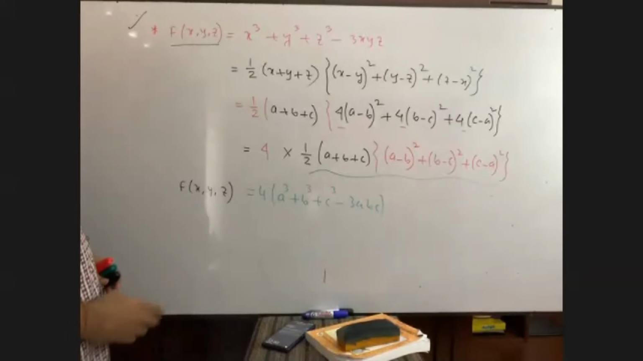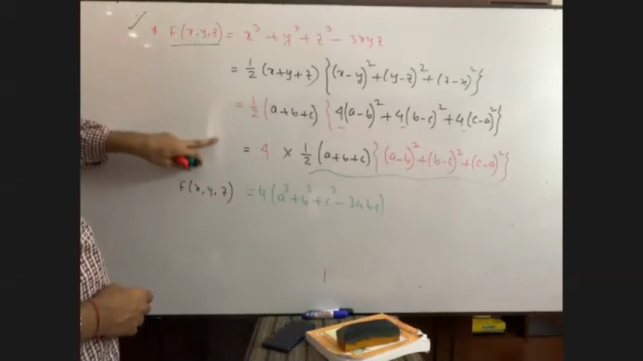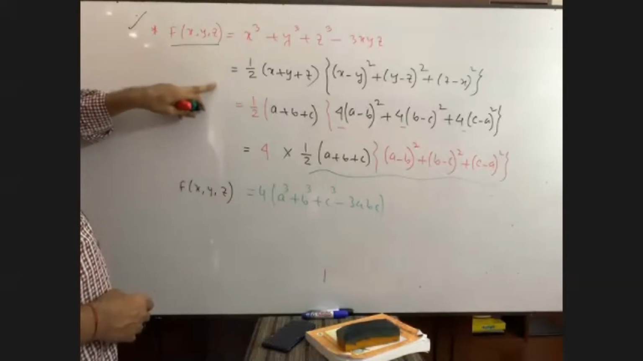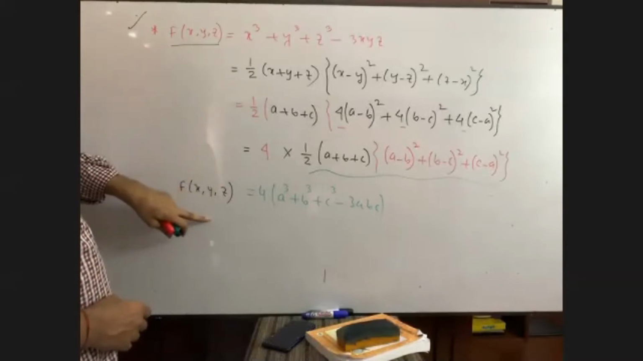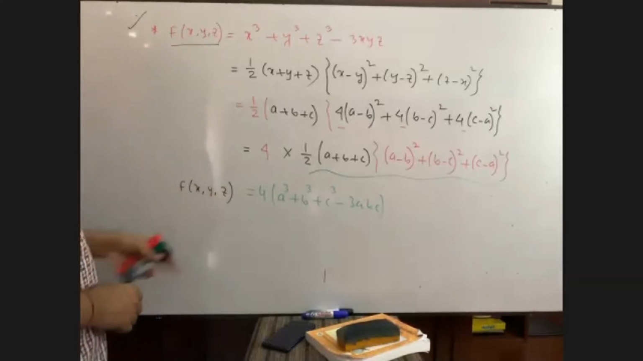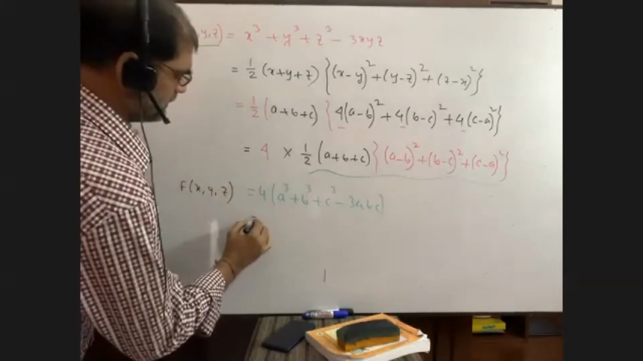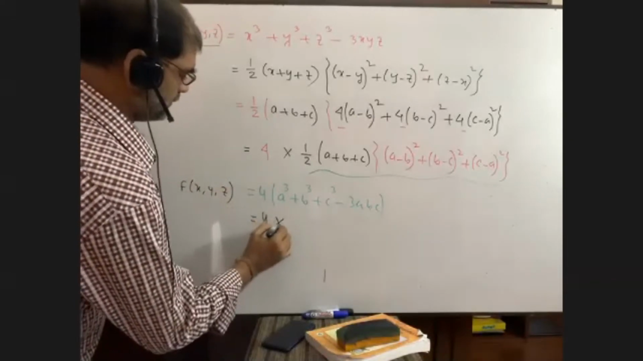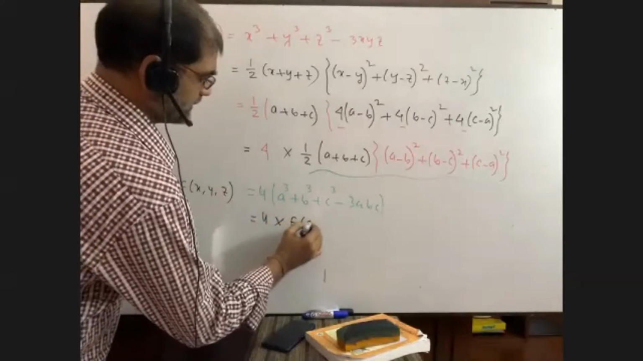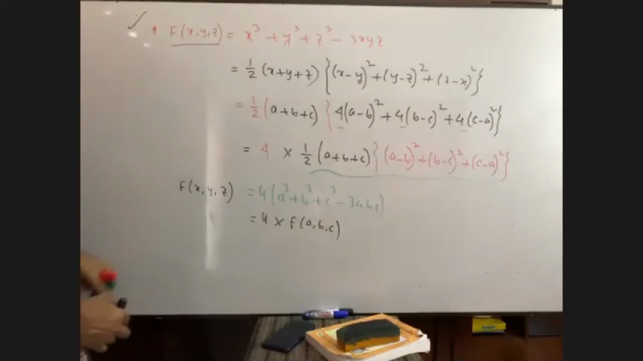Okay. Actually, it was f(x,y,z), right? Yes, sir. Okay, that's good. Can you tell me what this is? If I write here 4 into f(a,b,c), will you mind? If so, how?